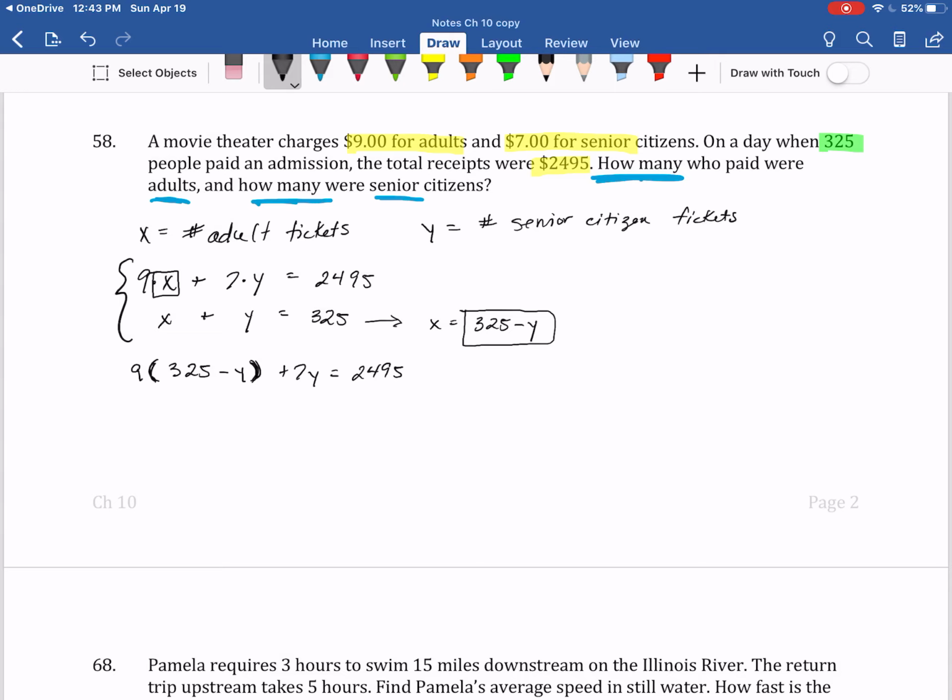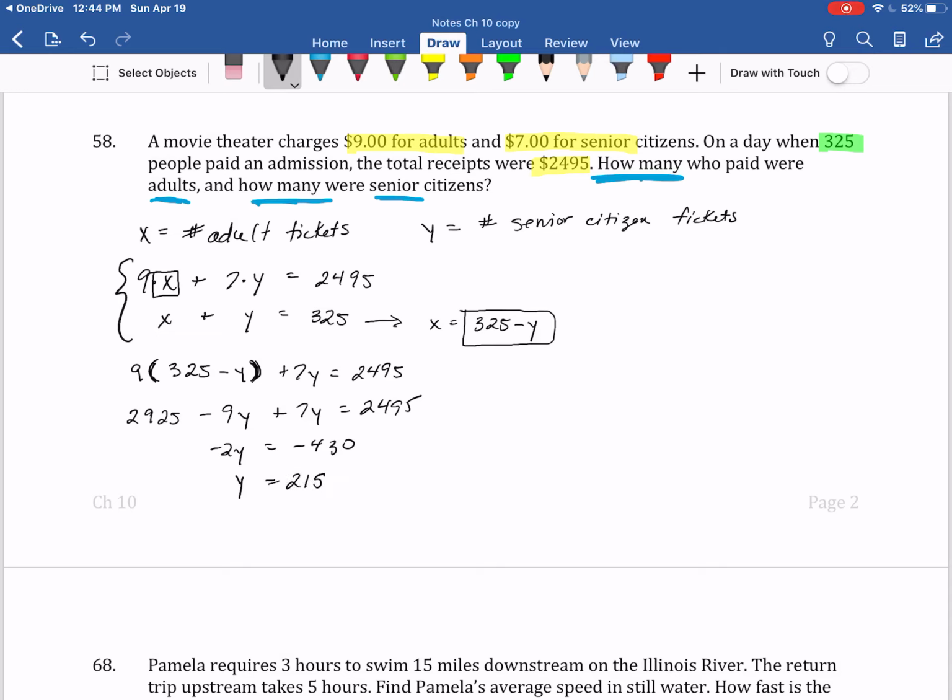So when you distribute the 9, you end up getting 2,925 minus 9 times Y plus 7Y equals 2,495. Now we're solving this equation for y. So we've got negative 2y here. We subtract the 2,925 from the other side to get that y by itself. You get negative 430. Divide both sides by negative 2. You end up getting 215.